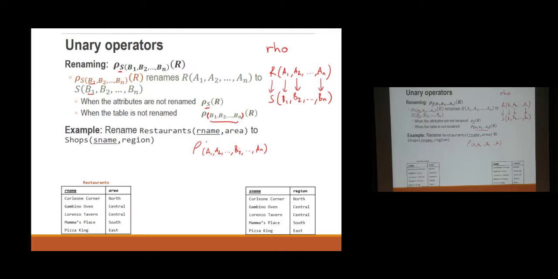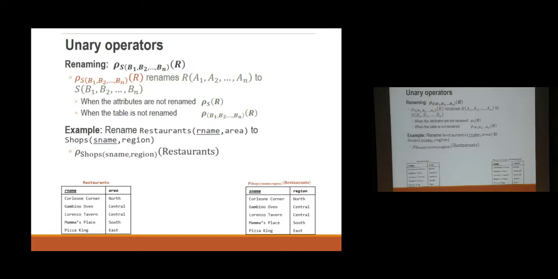So now here, in the example, restaurant is going to be renamed to shops. The restaurant name is going to be the shop name. So our name is going to be S name. The area is going to be a region. Okay, so you can see that we want to rename everything. So we have rho, shops, as name, region, from restaurants. Okay, so that's the unary operations that you are doing. And that's basically this.